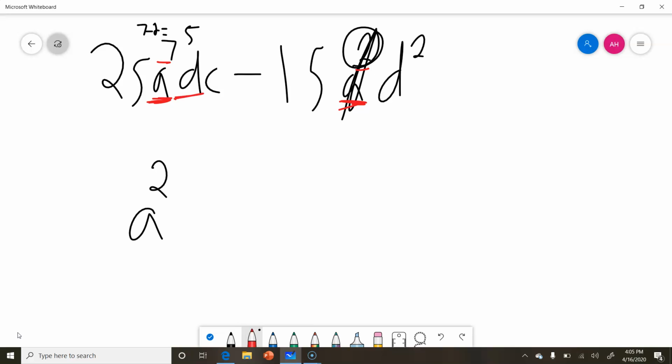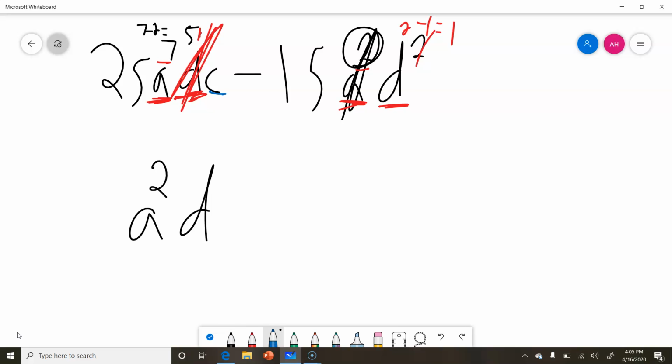Now I look at my next one. I look at d, and I have 1 d and I have 2 d's. So the most I can take out is what this one has, which is 1, and I'm going to have 2 minus 1, which is 1 d left. So I'm able to take out a d.